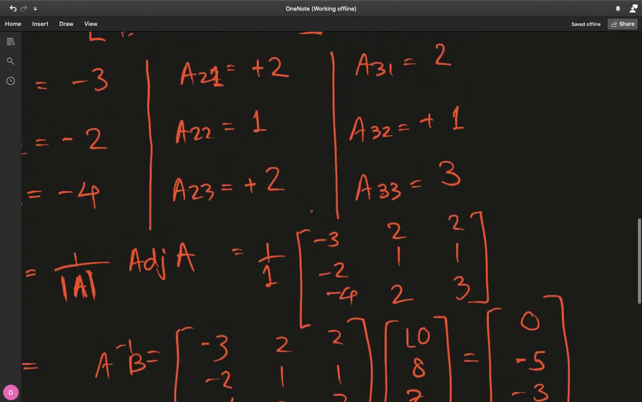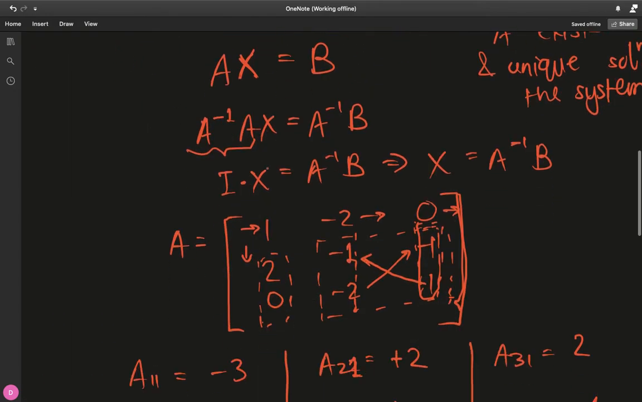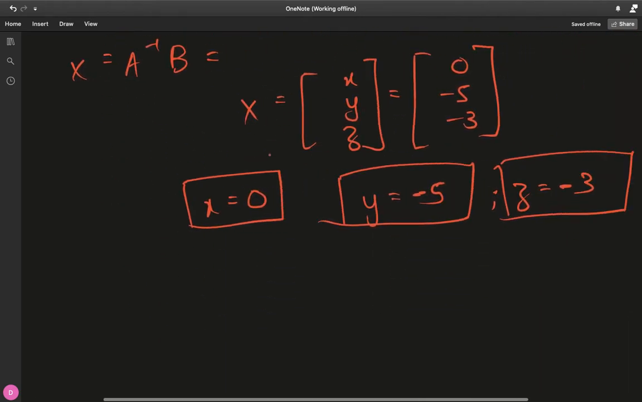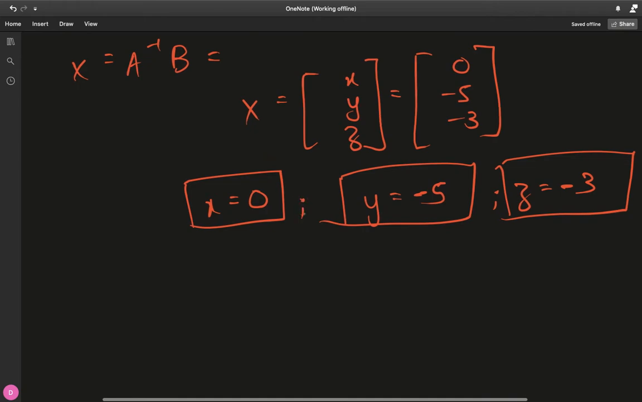And if you plug these values into our system of equations here, you'll see that they satisfy all the three equations. So these indeed are unique solutions and are perfectly consistent.